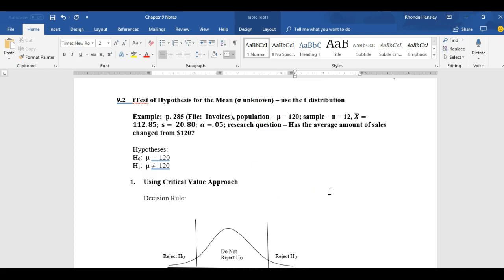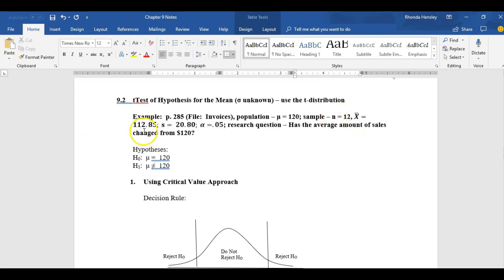Again, anytime you're doing a hypothesis test and you're dealing with a mean, but you don't want to estimate or guess what the standard deviation in the population is, then you switch to a t-distribution and you calculate the standard deviation from your sample data. The example on page 285 uses a file called invoices, which we'll look at when we do the PHStat part of this. What we're assuming is that the average spent for the invoices is $120 per customer per trip to the store, and they take a sample of 12 invoices.